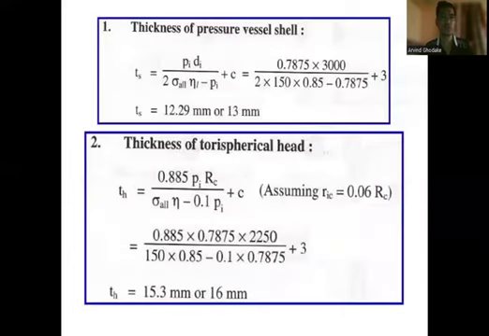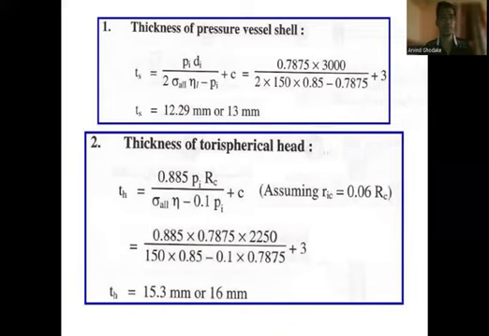Therefore, the thickness of the pressure vessel shell is Ts equal to Pi Di upon 2 times sigma allowable into eta L minus Pi, plus corrosion allowance. By putting in the values of internal pressure, diameter, allowable stress, and longitudinal efficiency, we will get the thickness of the pressure vessel shell equal to 12.29 mm, or 13 mm.